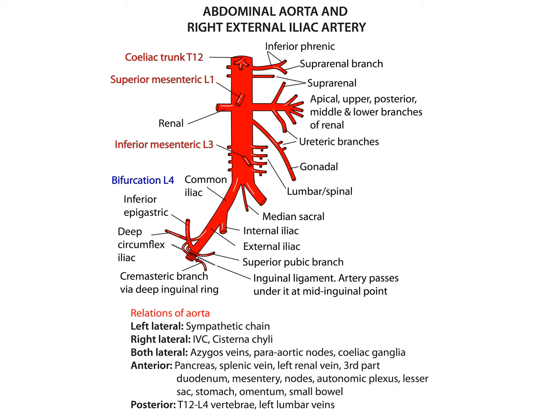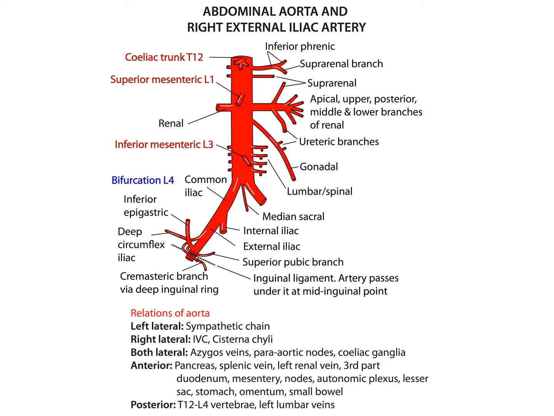The bifurcation of the aorta occurs at L4, and there is a small midline continuation of the aorta in the form of the median sacral artery. Now we can go back to the upper part of the artery again and look at the lateral branches. The first branch off, just as it comes into the abdomen laterally on each side, is the inferior phrenic artery.